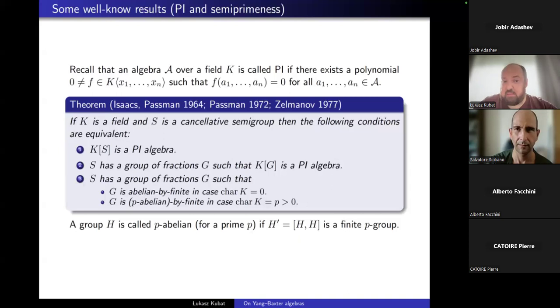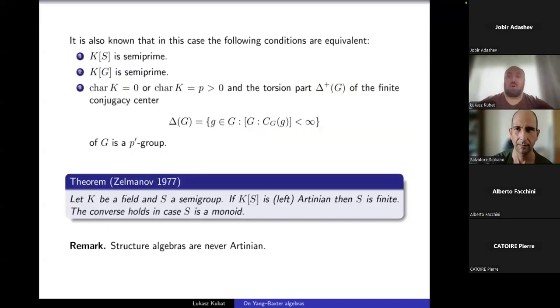But also in this case, it's known that the corresponding semigroup algebra is semi-prime if and only if the group algebra of the group of fractions of S is semi-prime. And this always happens in characteristic 0, and it happens in positive characteristic if and only if the torsion part of the finite conjugation center is a p-prime group.